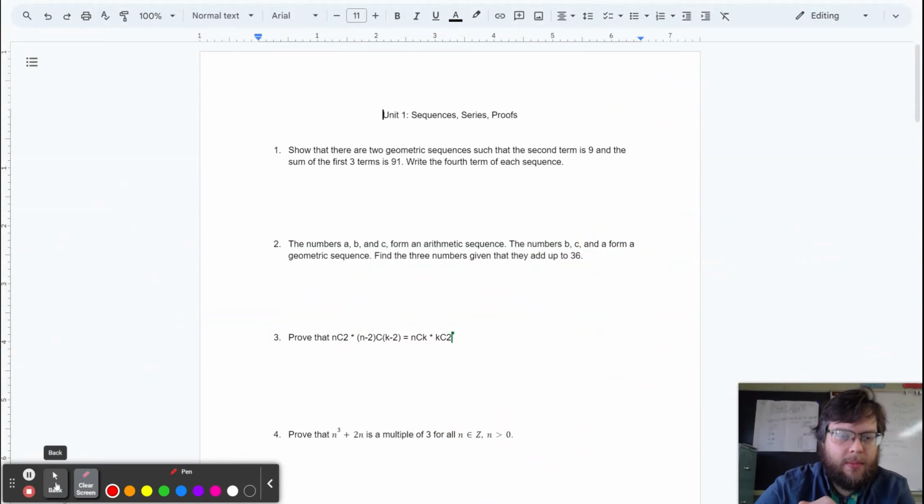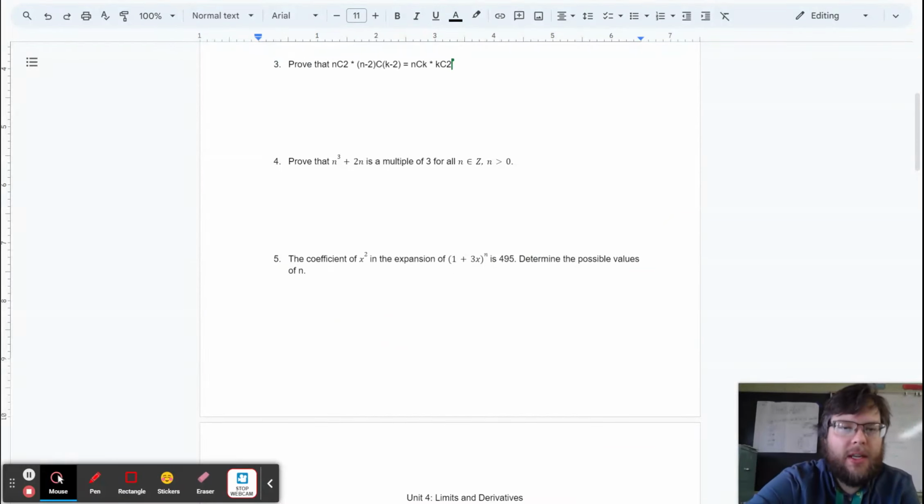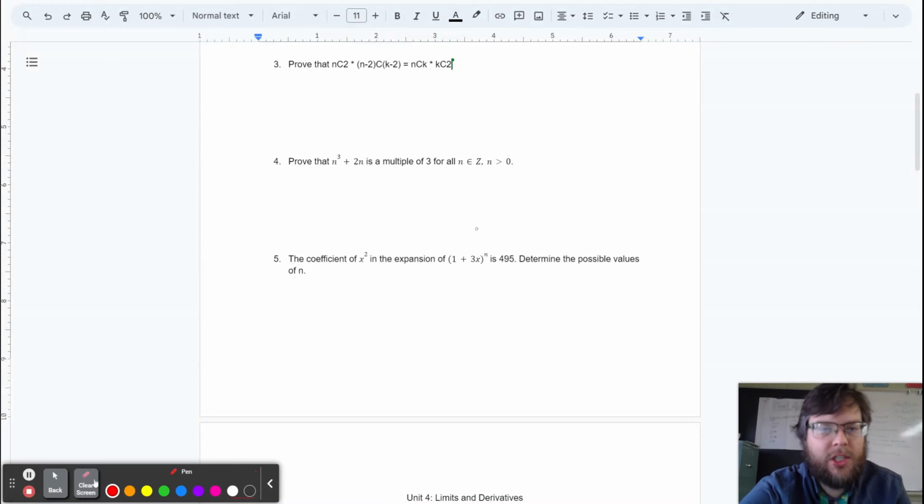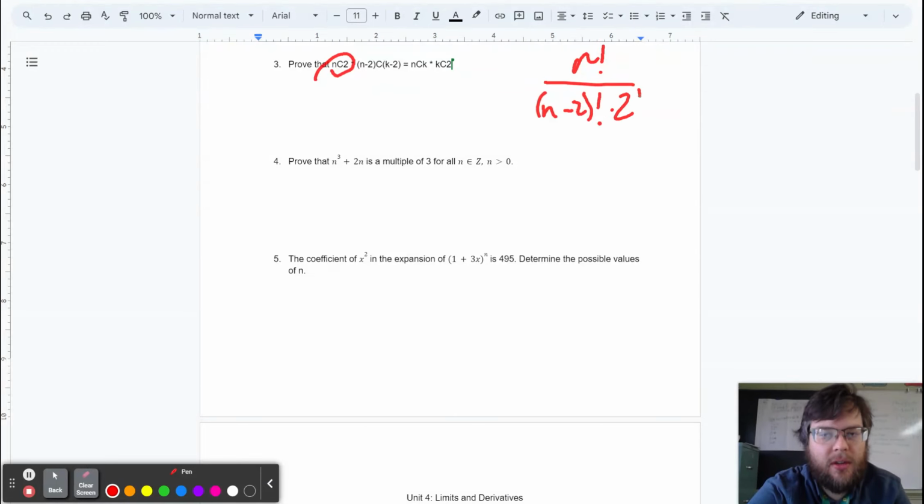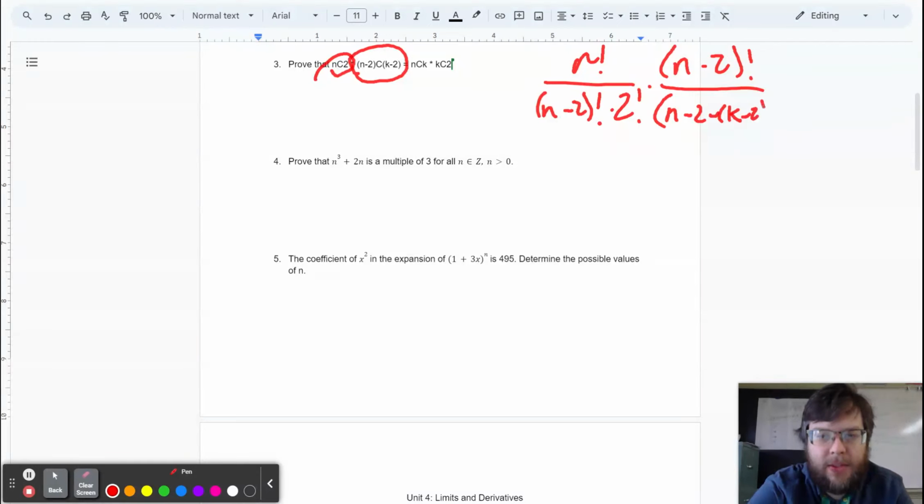All right, now we've got a proof about combinations. I'm going to try to just prove it directly. N choose 2 can be written like this: n factorial over n minus 2 factorial times 2 factorial. The other one is n minus 2 choose k minus 2. So n minus 2 over, then you do the top minus the bottom, which is what I did with n choose 2. So here I'm doing n minus 2 minus k minus 2 factorial times k minus 2 factorial.